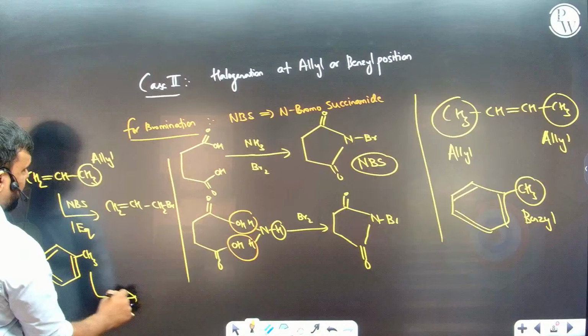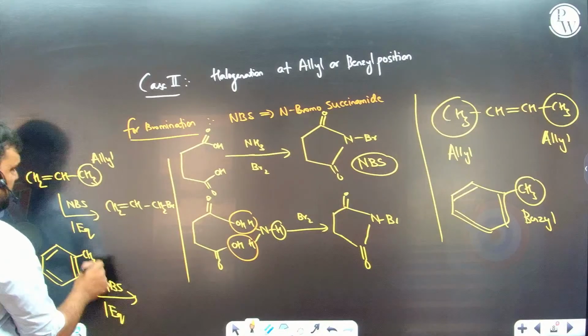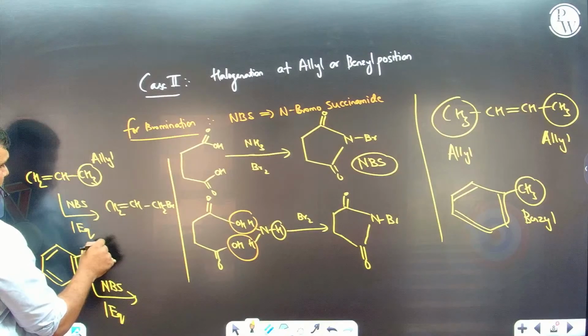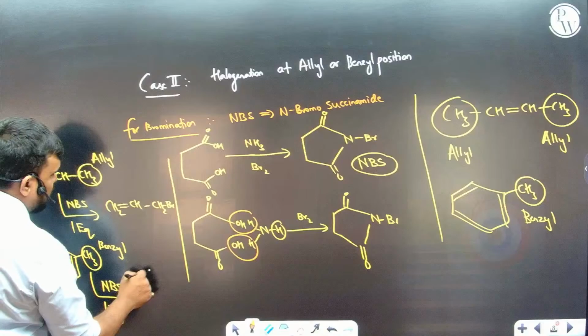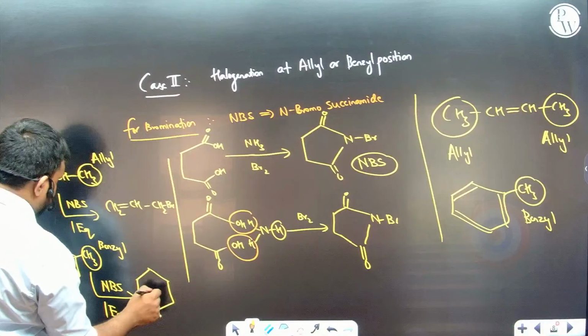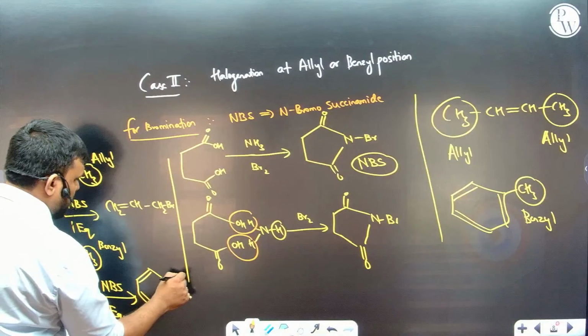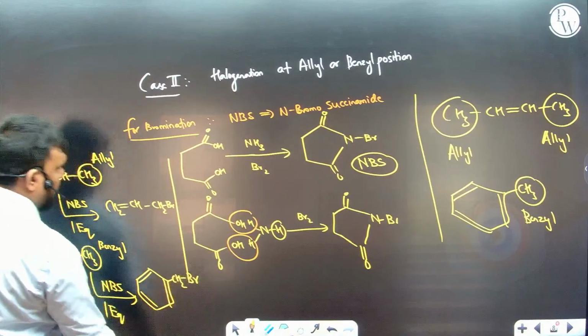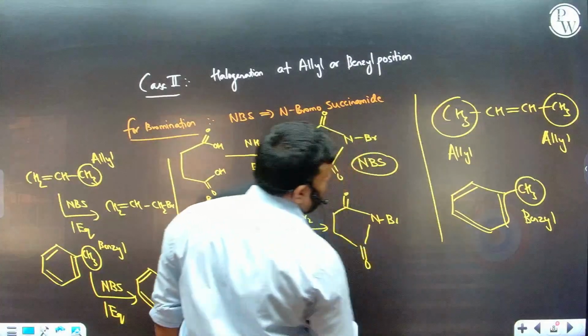We are reacting with NBS. What will happen? One equivalent of NBS. This is the benzyl position, and that's why what will happen? One of the hydrogen of the benzyl position will be substituted by bromine. Okay. For bromination we are using NBS.